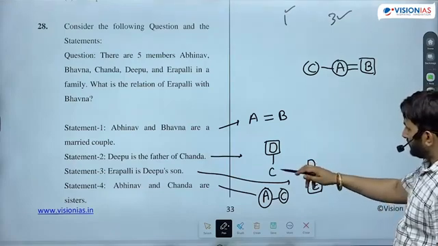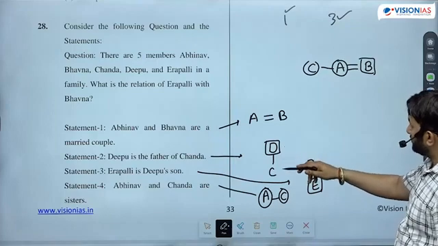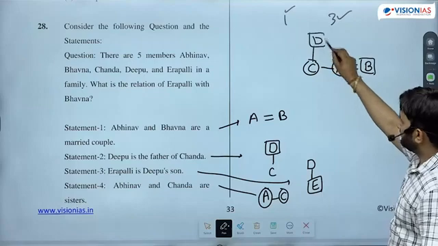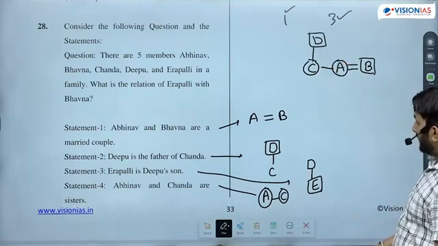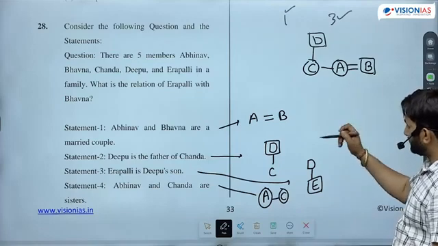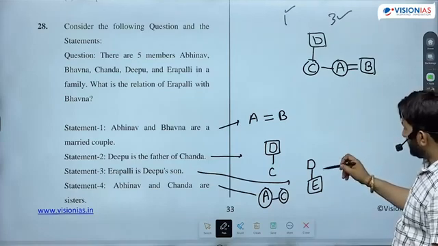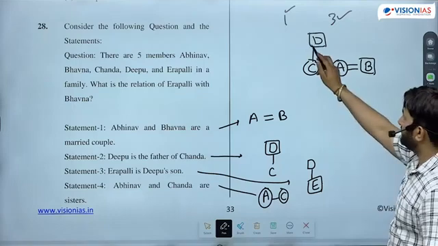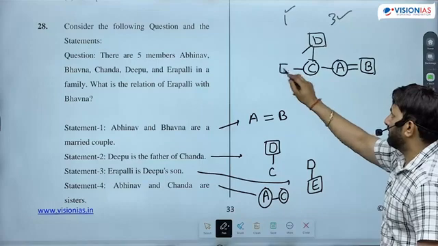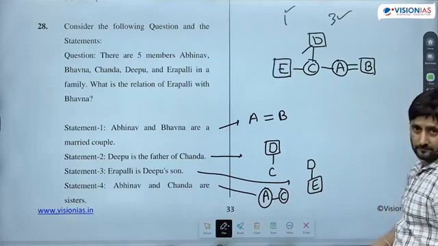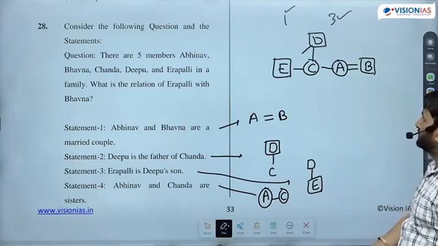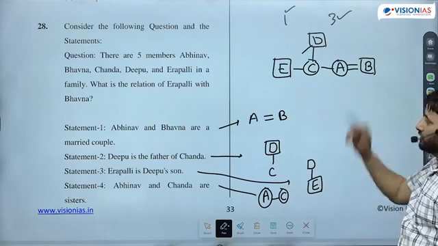Now C is, D is father of C. And A is, this also we have used. And D has a son, E. D's son is E, so E has to be brother of C. By the combination of these, we can say that E is brother-in-law of B.